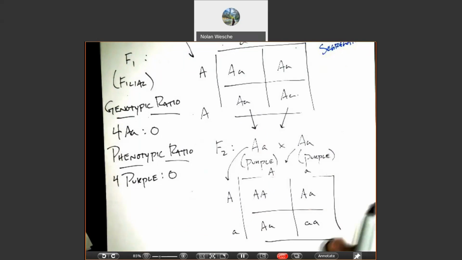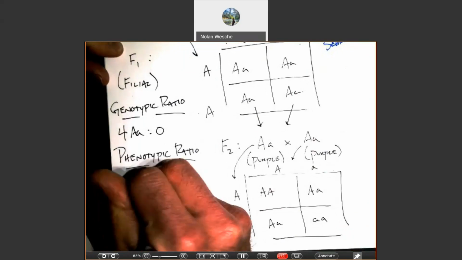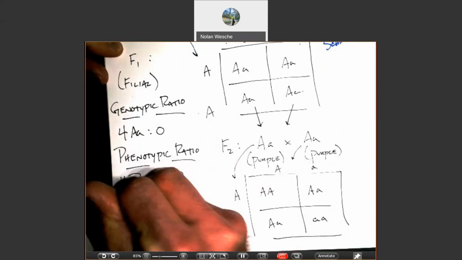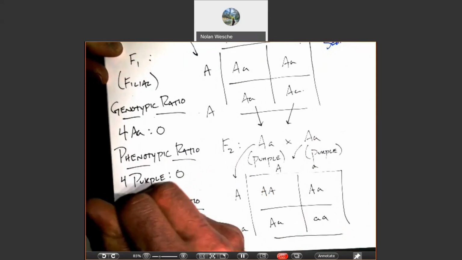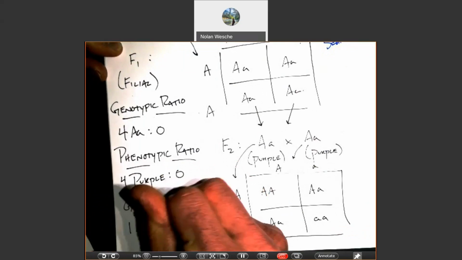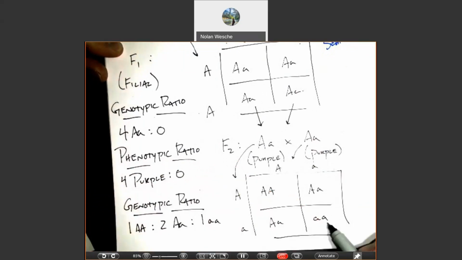And you saw that over and over and over again. So we're going to look at our genotypic ratio, which is 1 big A big A, 2 big A little a, and then 1 little a little a. So a 1 to 2 to 1 genotypic ratio.